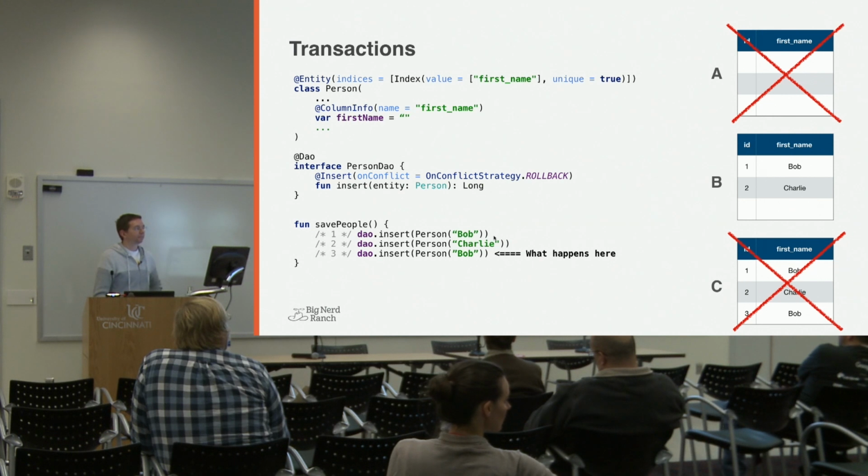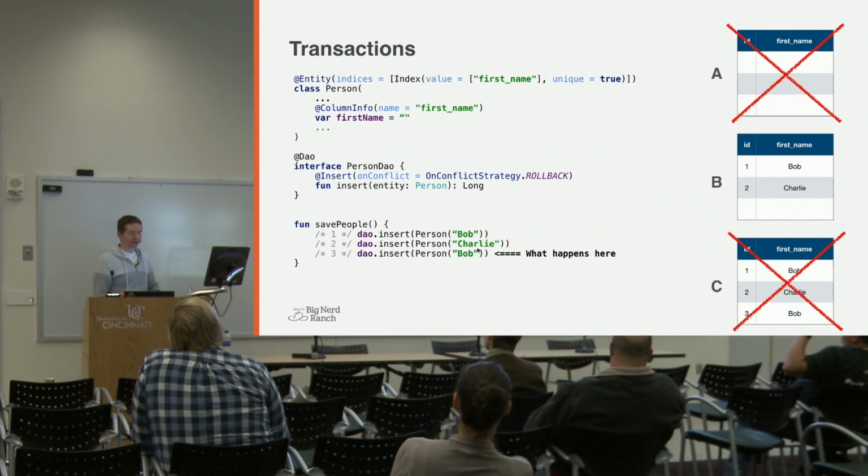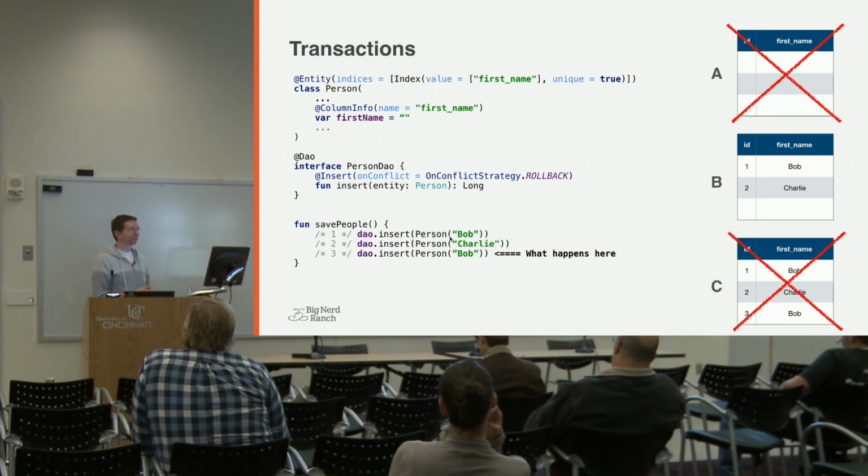One question, in the save people function on the third line, when that fails, does it fail silently, or is there some result, or does it throw an exception? Exception, yeah. So you'd at least know about it. But when you knew about it, you'd have to be like, well, crap, now I have to go delete these other ones manually, right?